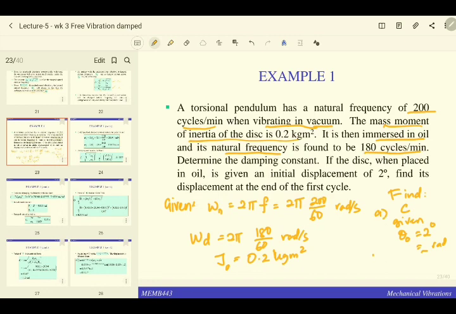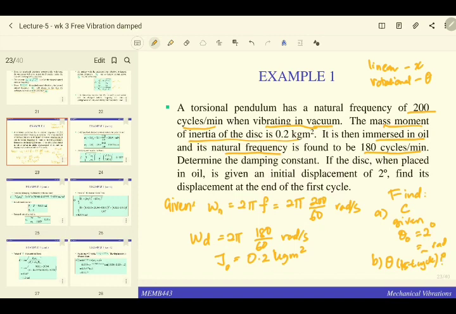These are the steps, basically. The second one, you want to find the displacement at the end of the first cycle. Remember, this is a rotational system. It's not a linear system. If it's a linear system, the displacement is x. For a rotational system, the displacement is theta. So what they want to find is theta at the end of the first cycle. The first cycle is after one period.